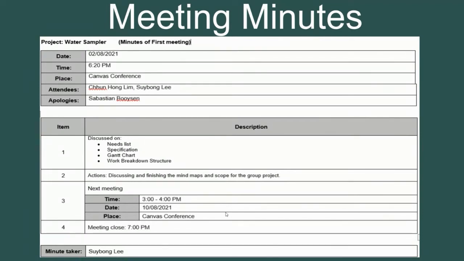Our first meeting was conducted on the 2nd of August 2021, and the location was on Canvas conference, where we normally have our meetings. Only two of us attended that meeting, and it was all about a discussion over the need list, specification, Gantt chart, and work breakdown structures. We also recorded our meetings. A week after, in the same place, the meeting closed at 7 o'clock.